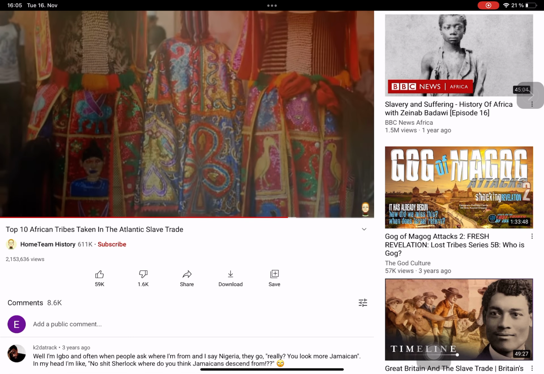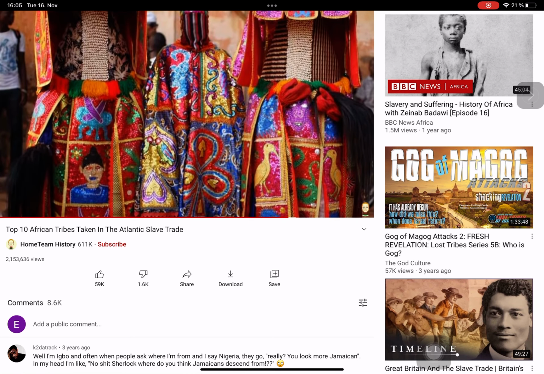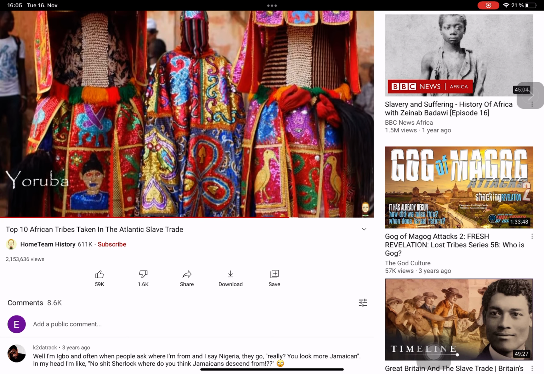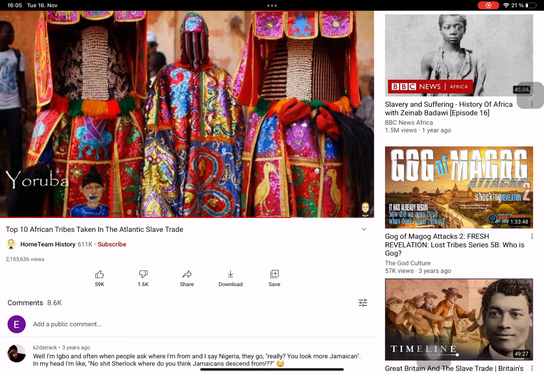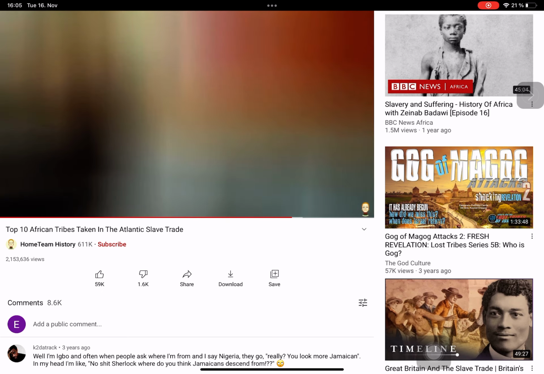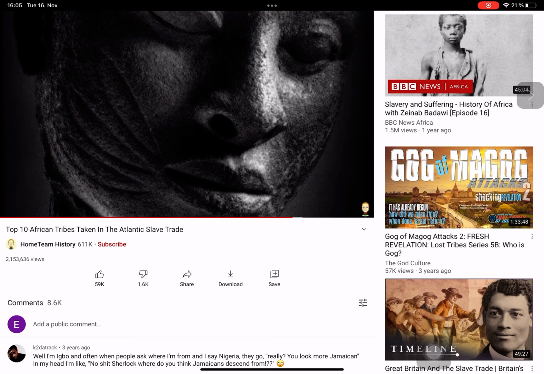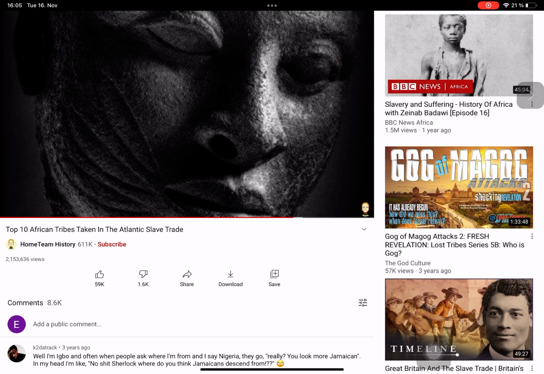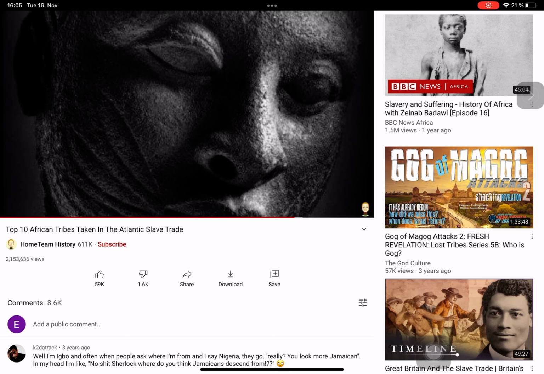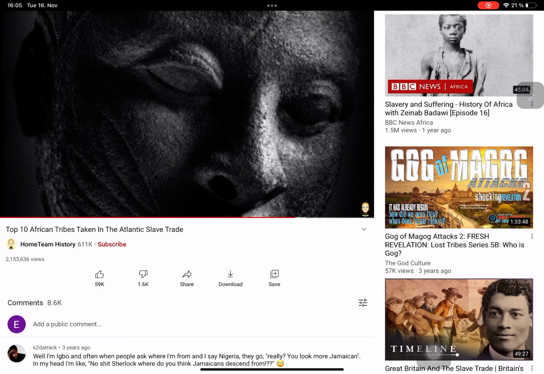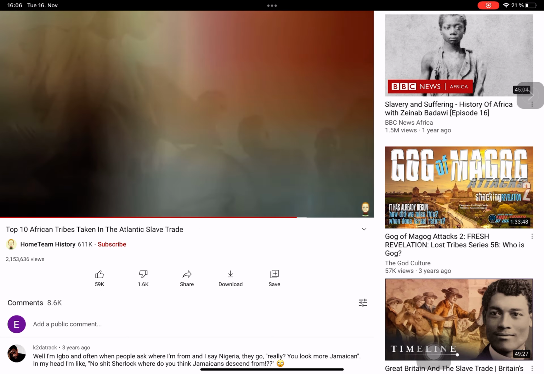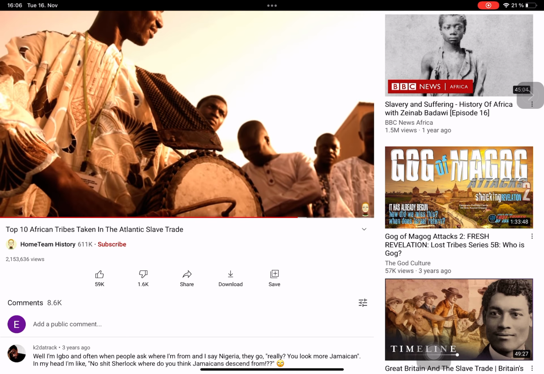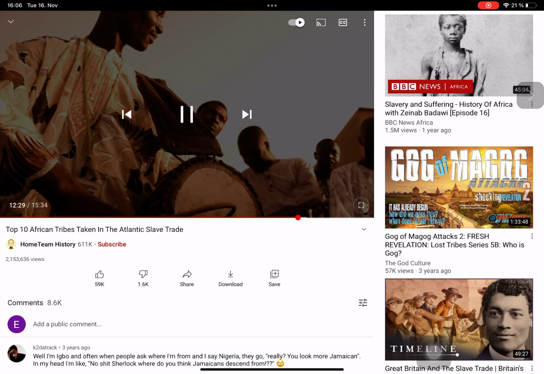Coming in at number 2, we have the Yoruba. The Yoruba are an ethnic group of southwestern and north-central Nigeria, as well as southern and central Benin. The Yoruba, like the Fulani, are actually one of the largest ethnic groups in Africa. In North America, they might even be one of the most recognizable groups of Africans, the face of an African immigrant, if you will.